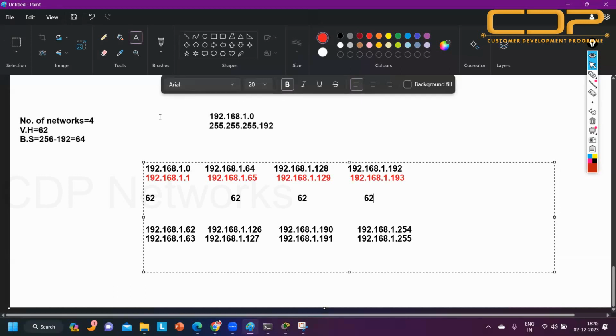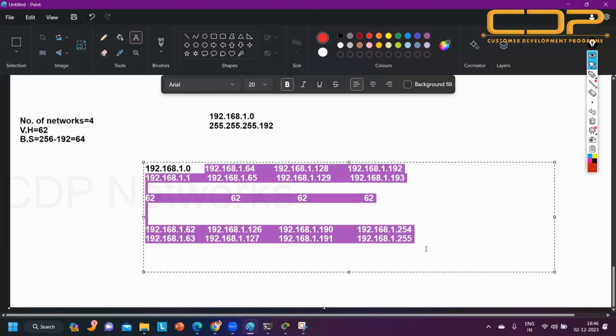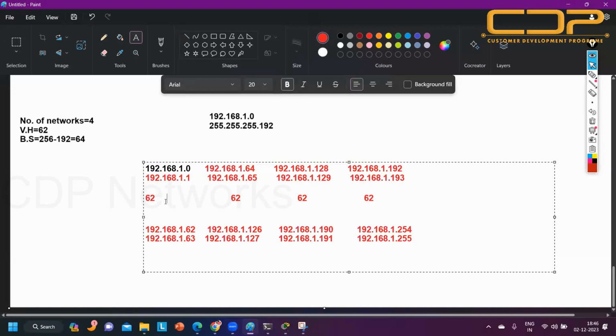So now if I use this network for my requirement, like I need 50 hosts, I can use this network or this network, any network from here. I will get 62 valid IP addresses. I will use 50, and if I am wasting 12 IP addresses, that is not a big challenge, and we can reduce that 12 also. That is VLSM.